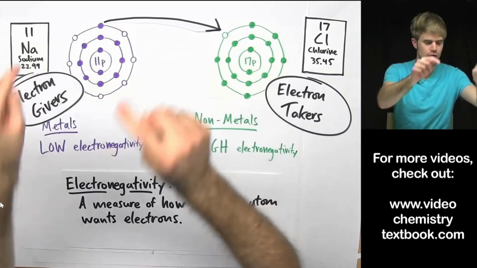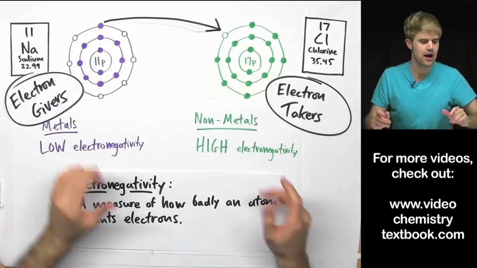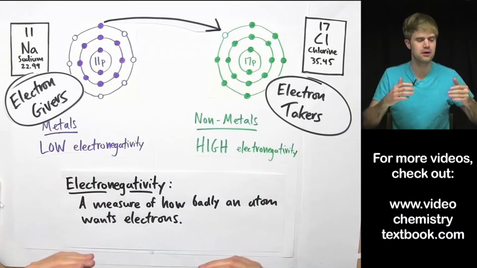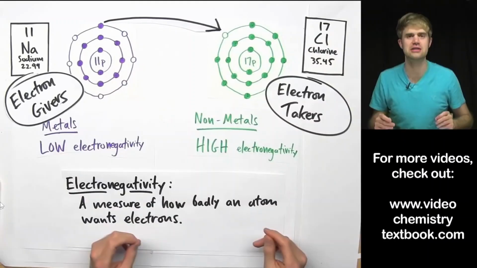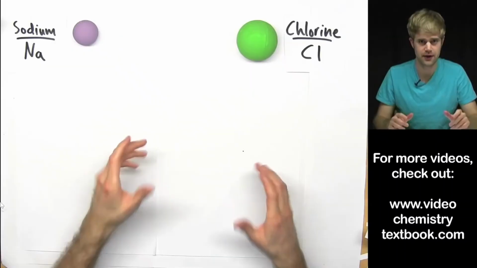And in ionic bonding, because of that, the metals always become positively charged because they lose electrons, and the nonmetals always become negatively charged because they gain electrons. It's all about electronegativity, the greediness of an atom for electrons. Now I want to talk a little bit about the shape and structure that ionic compounds make.